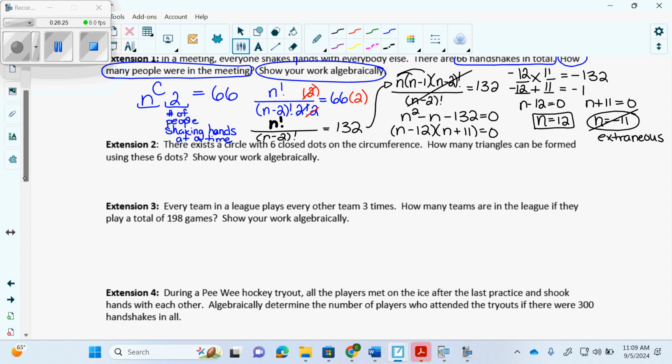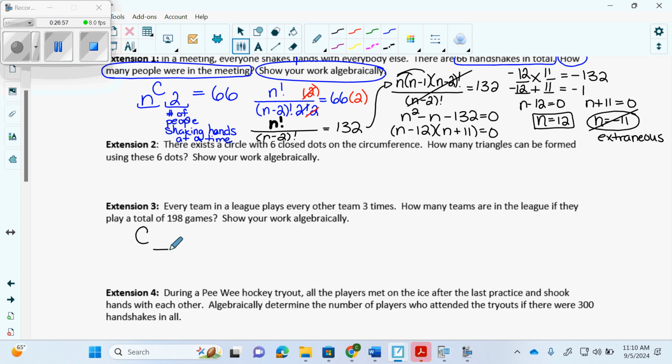So extension 3 says every team in a league plays every other team 3 times. Okay? Let's pretend that this league is hockey. How many teams played a time in hockey? 2. So please don't put C3. You're trying to tell me 3 teams played a time. Remember when we go C and we put a number here, it's how many hands shake at a time. It's how many teams played a time.